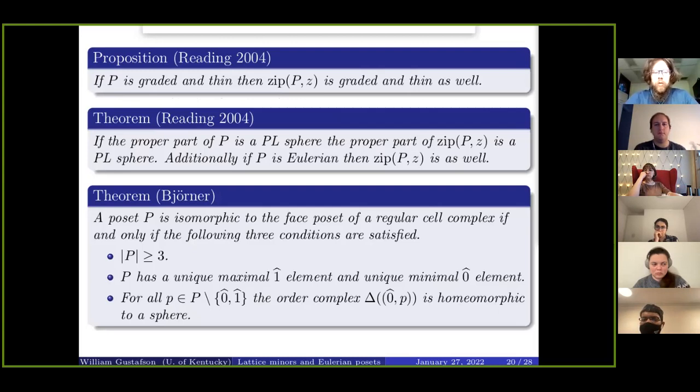And I'm also going to use this characterization of Björner's of face posets of regular cell complexes. Any poset which satisfies these three conditions is isomorphic to the face poset of a regular cell complex. So we have to have at least three elements, a unique minimum and maximum. And then the interesting thing is that all the open lower intervals have to have an order complex homeomorphic to a sphere.